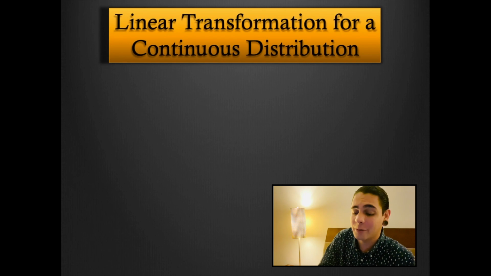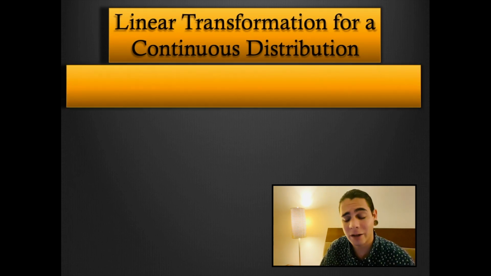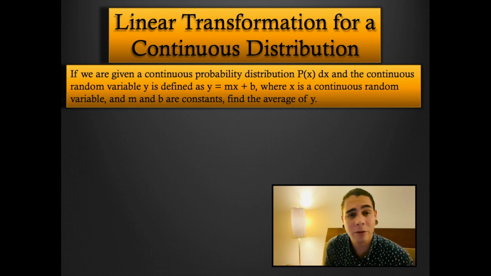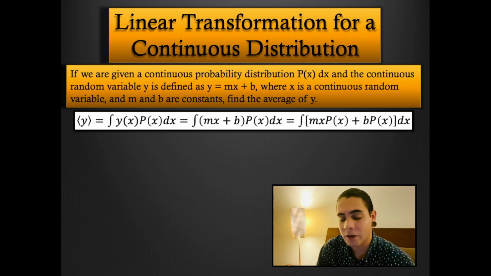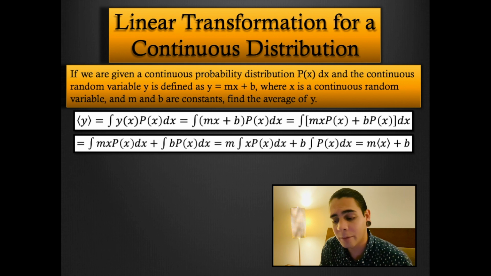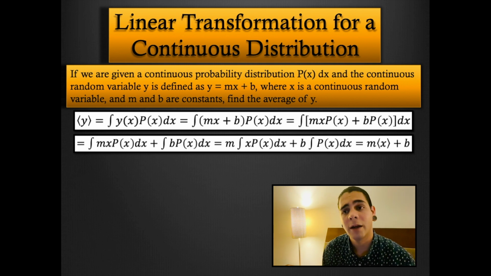For a continuous random variable, it actually is very, very similar. The reason is that a summation and an integral are both linear operators, so they both obey the same principles. If we're trying to find the average value of y, that's equal to the integral of y of x times p of x dx, over the entire region in which p of x is defined. Using those same principles, we're left with m times the integral of x p of x dx, and the integral of x p of x dx is actually what we define as the mean for a continuous random variable. Next we're left with plus b times the integral of p of x dx, which is just equal to 1. So we're left with b.